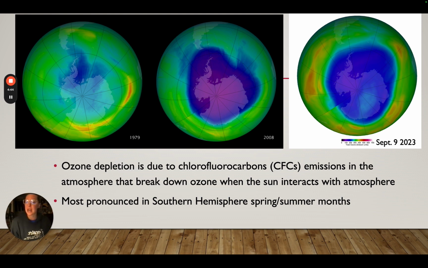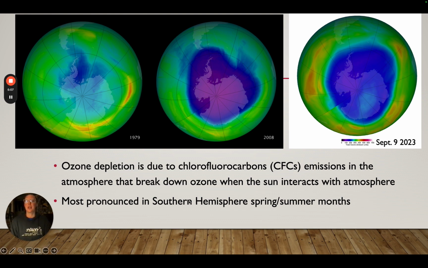And that breaks down ozone when the sun interacts with the atmosphere. This is most pronounced in the southern hemisphere spring and summer months, but there are other little holes as well, but this is the one that's most concerning, and we'll talk about the chemistry breakdown here in just a second.